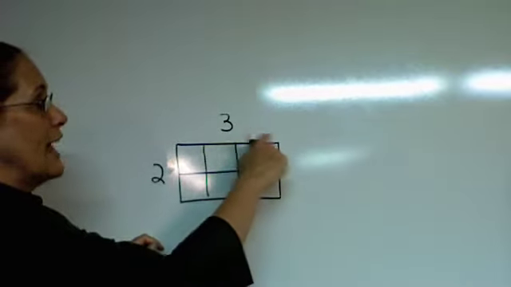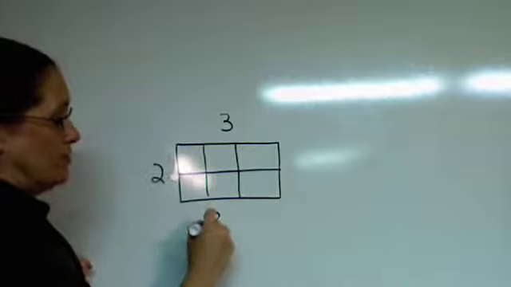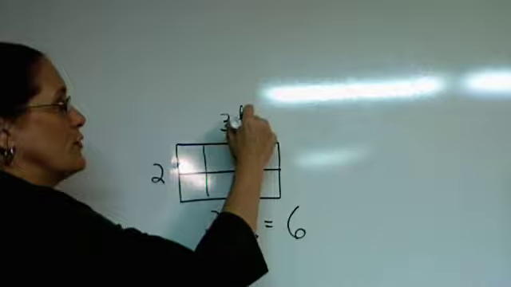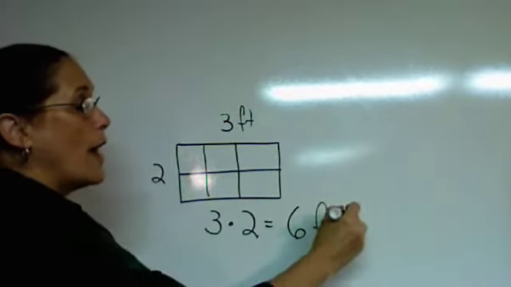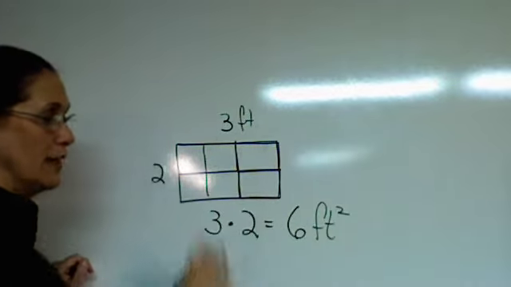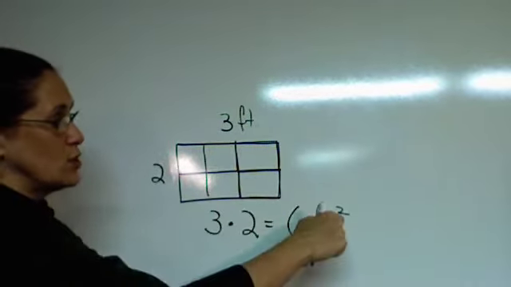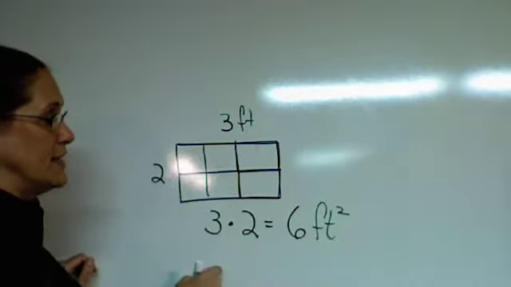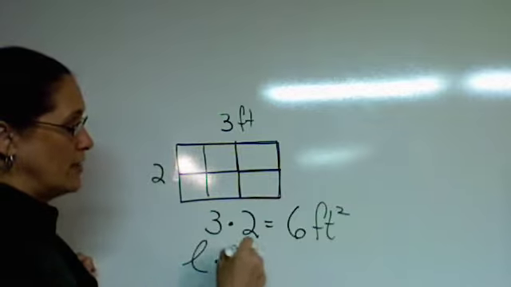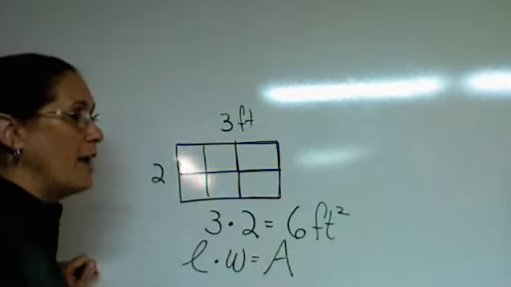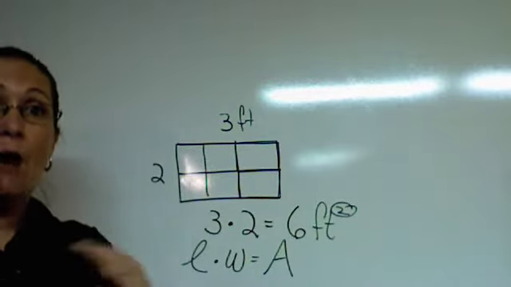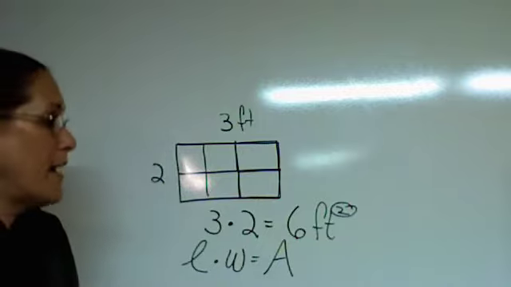So we find that if we take the length times the width, 3 times 2, I get 6. Now let's say this is feet. Feet squared. Remember, I've got 6 individual little squares here that are filling up that length. So 6 feet squared is what the area of this is. The formula for this is length times width equals area. And the units are always squared, because now you're not finding linear length, you're finding how many squares it takes to fill up an area.